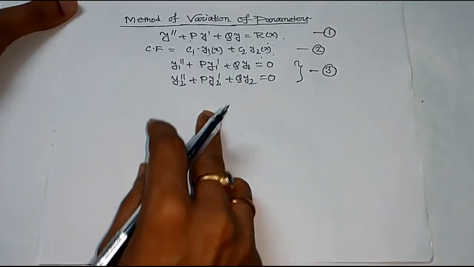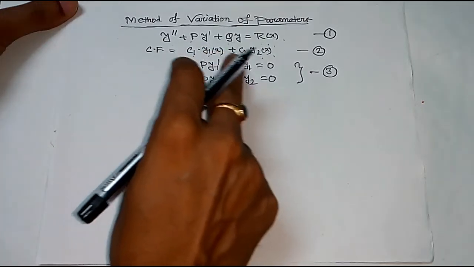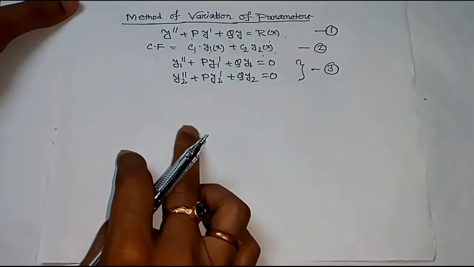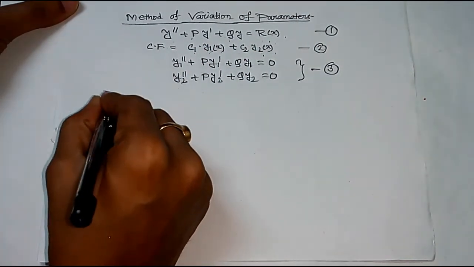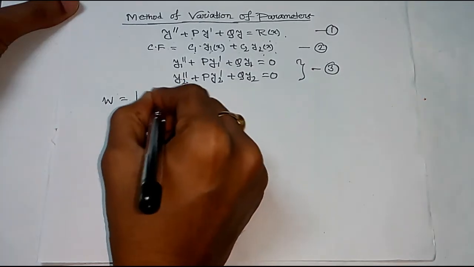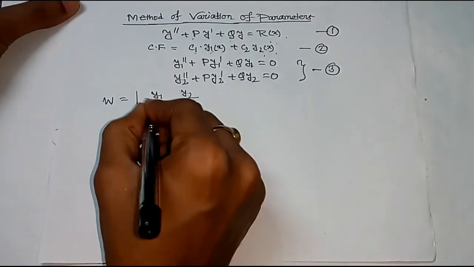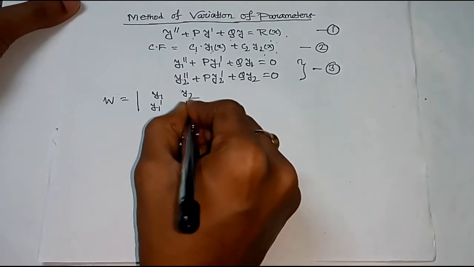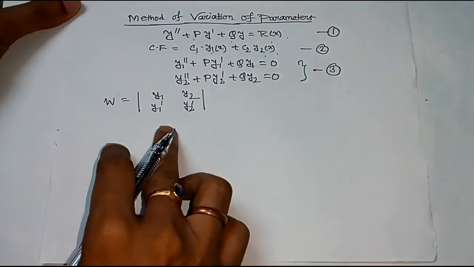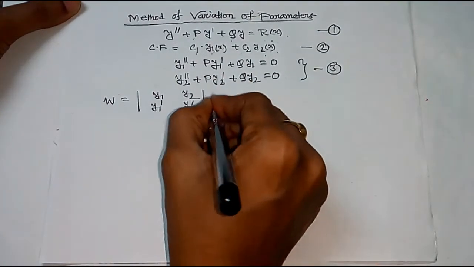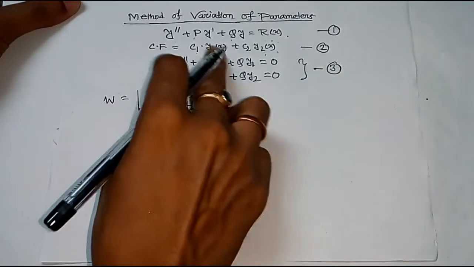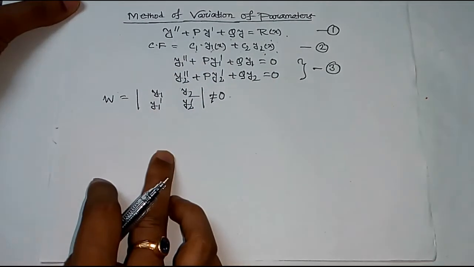Now we know that for the CF, y1 and y2 must be independent solutions. For that case, the Wronskian, which is equal to the determinant of y1, y2, y1 dash, y2 dash, must be non-zero because y1(x) and y2(x) are independent.